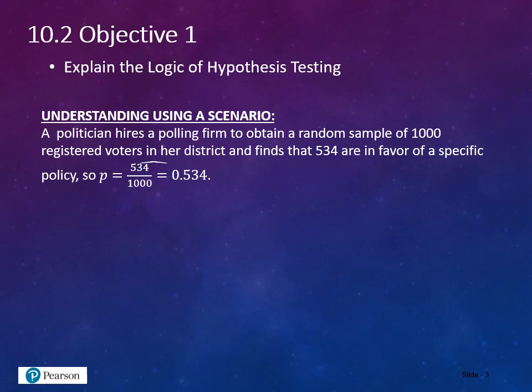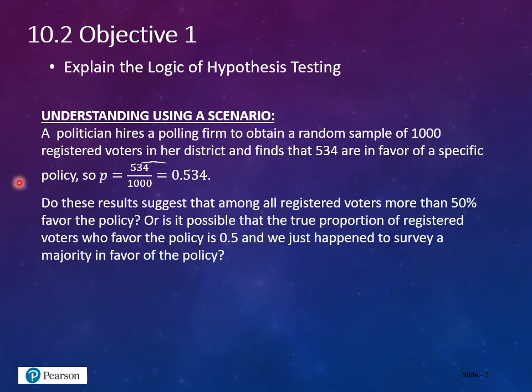A politician hires a polling firm to obtain a random sample of 1,000 registered voters in her district and finds that 534 are in favor of a specific policy. So the proportion in favor is 534 over 1,000, or 0.534. Recall that lowercase p̂ is the sample proportion.